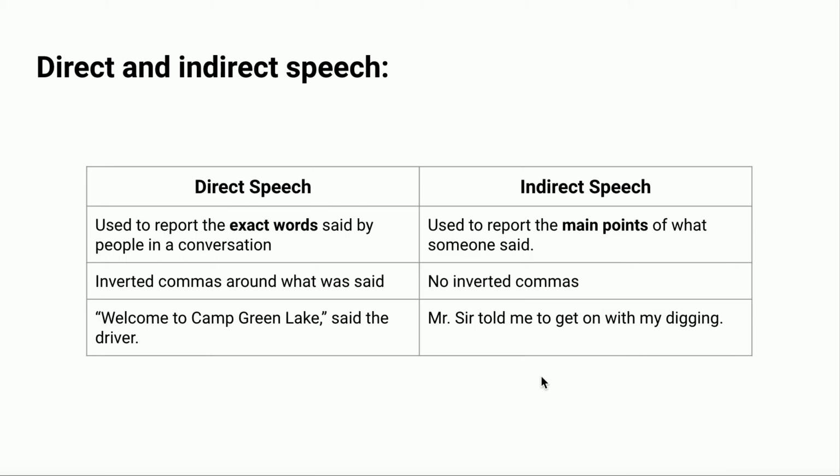That's the type of speech that we're used to writing. Indirect speech is when we don't want to say exactly what was said word for word. We just want to report the main points of what someone said, and there are no inverted commas. So for example, Mr. Sir told me to get on with my digging.